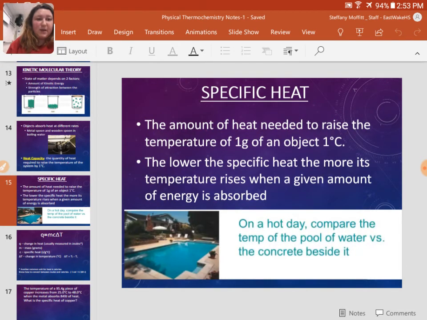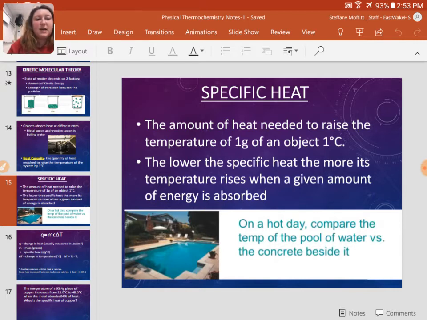So specific heat, the amount of heat needed to raise the temperature of 1 gram of an object by 1 degree Celsius. So before we were talking about heat capacity, now we're talking about specific heat. Specific heat has to do with 1 gram of that object by 1 degree Celsius. The lower the specific heat, the more its temperature rises when a given amount of energy is absorbed. So when we have a lower specific heat, our temperature will rise more with energy.